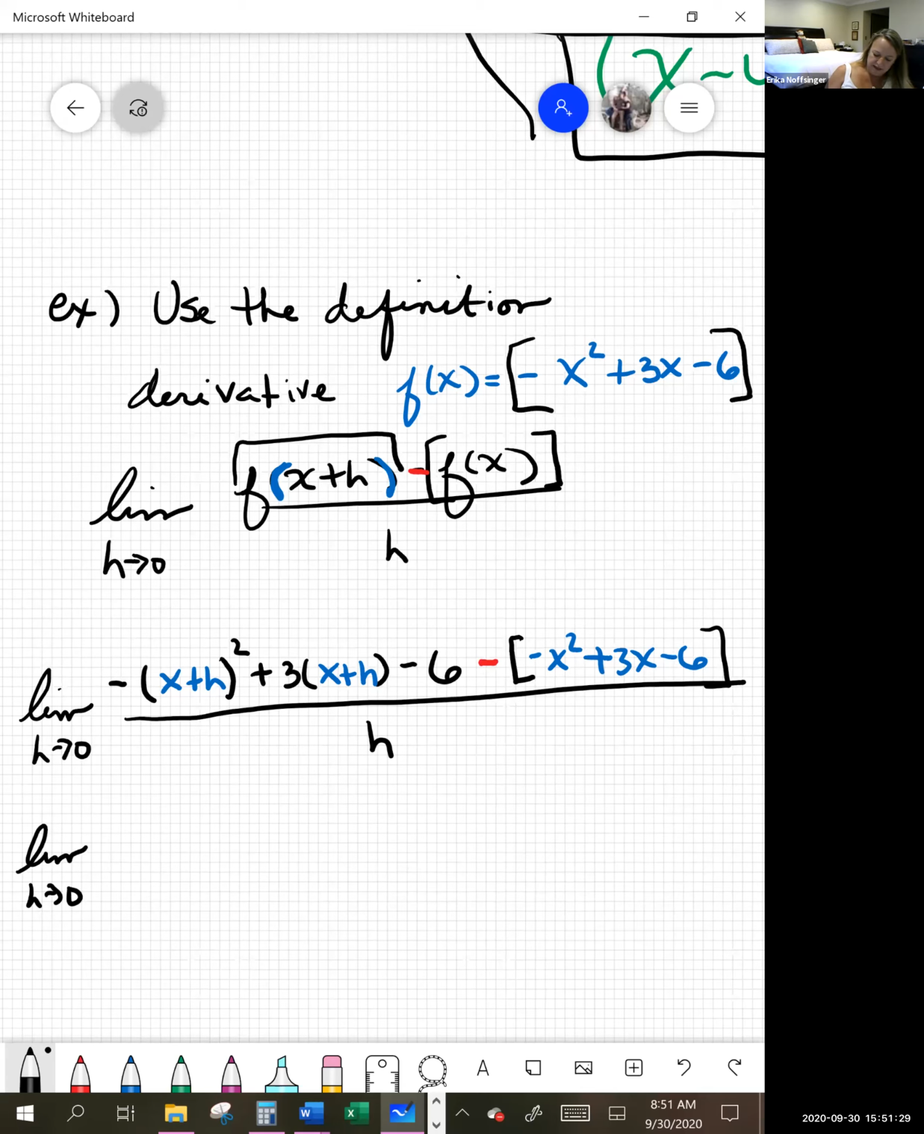If we clean things up and multiply out x plus h times x plus h, you get x squared plus 2xh plus h squared. If you distribute that 3 to the x plus h, we get plus 3x plus 3h.